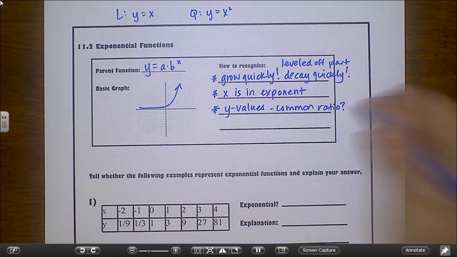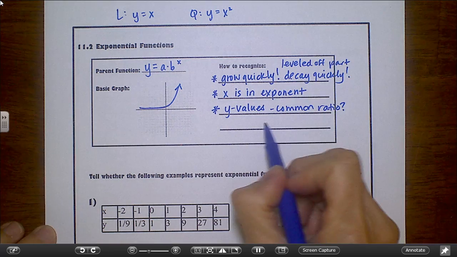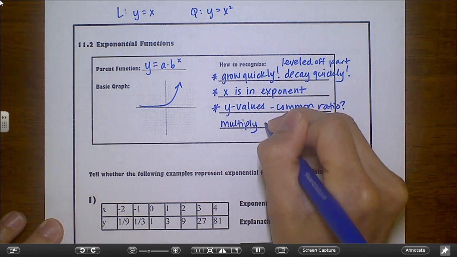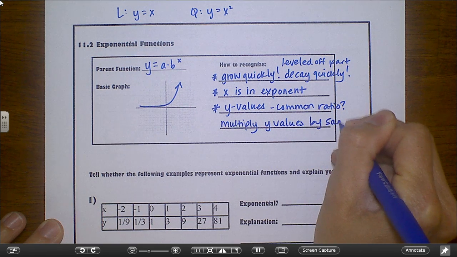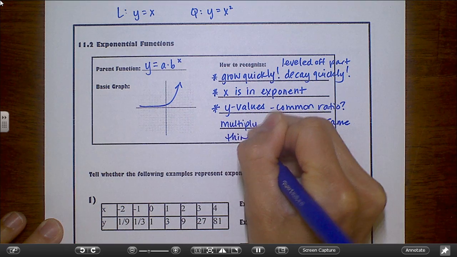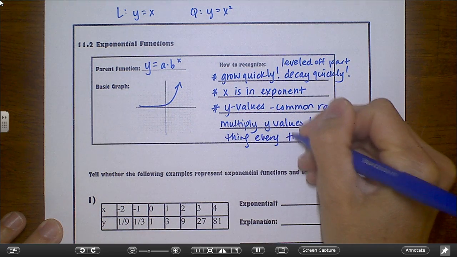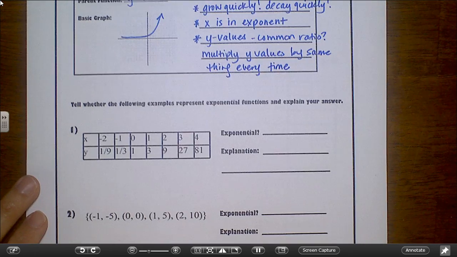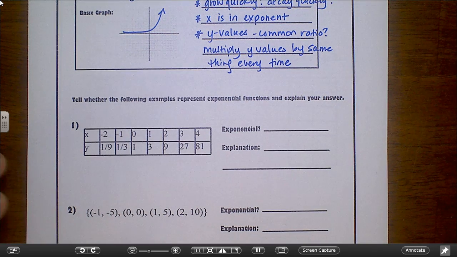And well, what does that mean? Well, remember in linears, there's a common difference, right? So you're adding or subtracting the same thing every time. Common ratio in exponential functions means that you're multiplying your y values by the same thing every time. So instead of looking for something to add or subtract with your y values, you're looking to see if you're multiplying the same thing. All right, so for 1, 2, 3, we're just going to tell whether the following are exponential functions and explain why or why not.